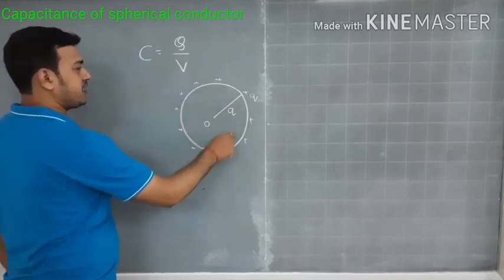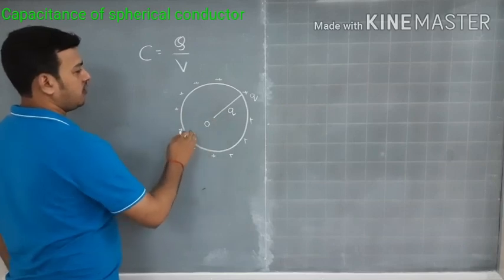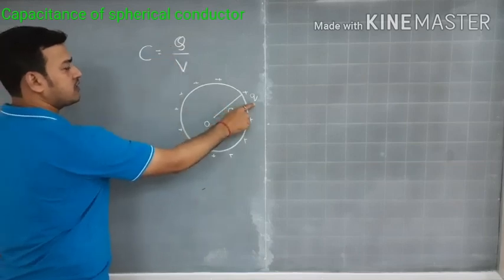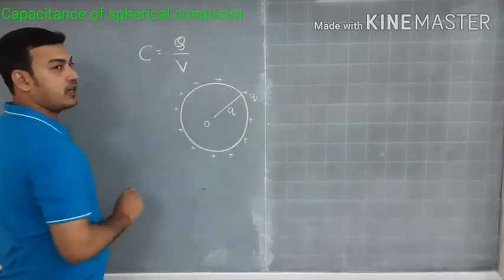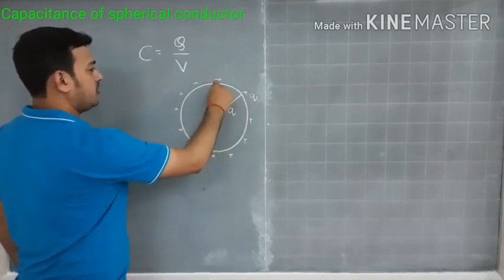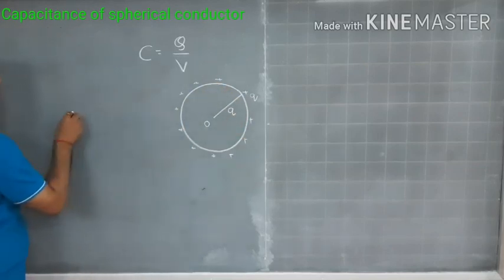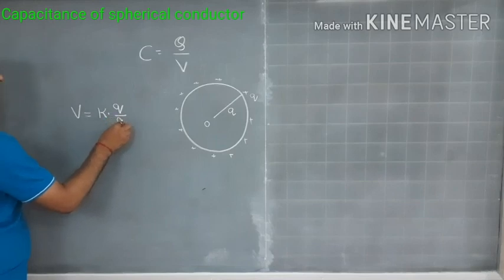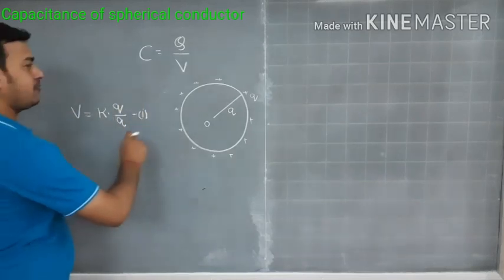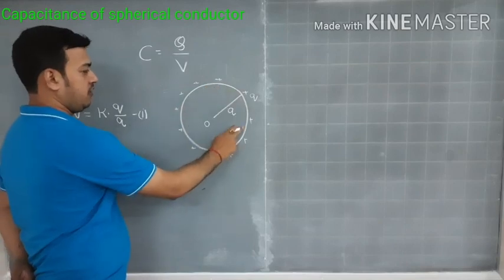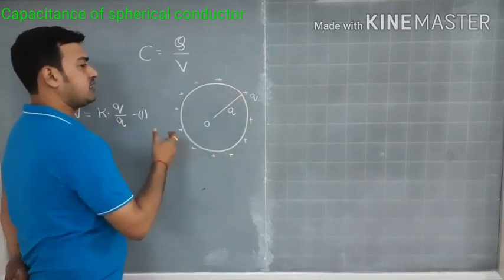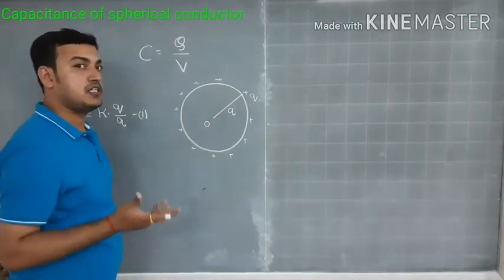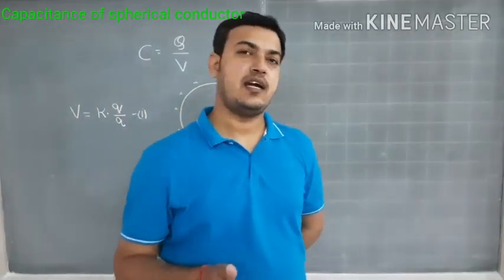So, to find the capacitance of this spherical shell or conducting sphere, we need two things. The first one is the charge, which is known to us, that is Q, and the second one is the potential. We can easily find the potential of this shell, as we know that the potential on the surface of a shell is K times the charge divided by radius. This potential will be the same across all the points, and it will be the same inside at all the points.